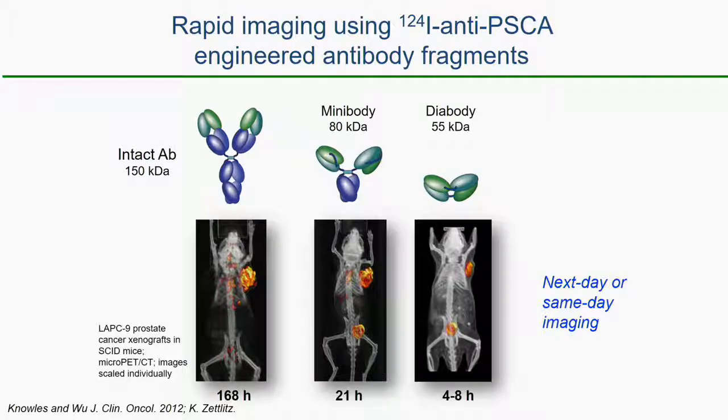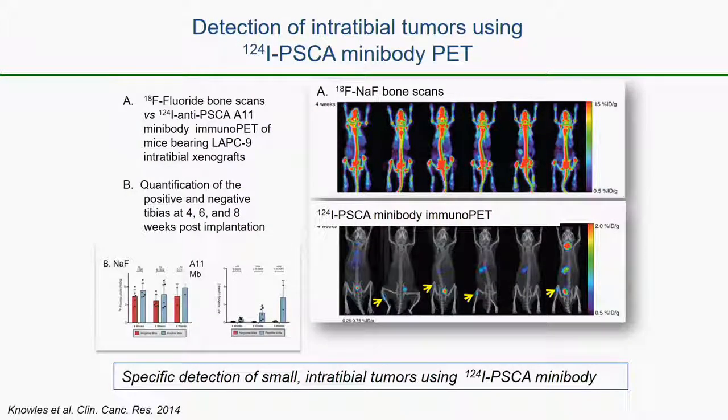And I think this is a particularly interesting format to be working with because it really is the only bivalent antibody-based format that you could conceivably label with fluorine-18 for same-day imaging, and I'll get back to that a little bit later. So I want to give you a couple examples of what you can do with these engineered antibody fragments. This is an example using that PSCA minibody labeled with I-124 that I showed you previously.